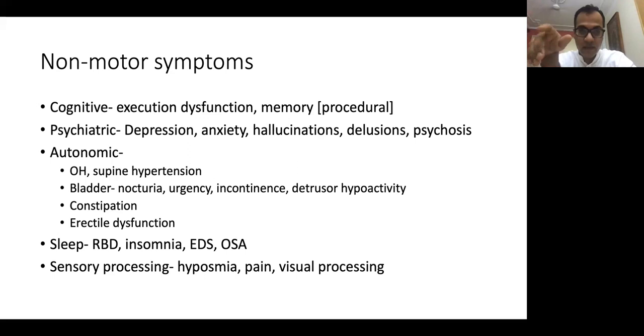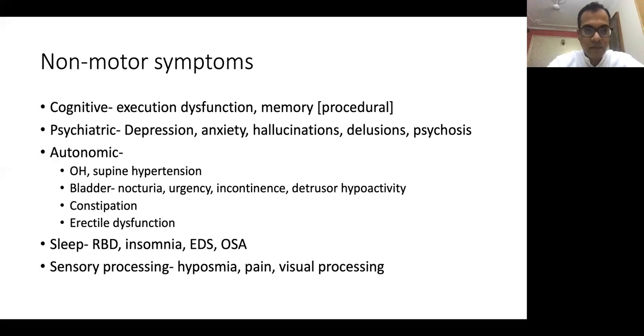The most burden is of course put by the cognitive part of non-motor symptoms. In the initial phases, you will see only a mild executive dysfunction. So you give them a clock to draw, they may draw it wrong. They may have a memory problem, but it's not a memory formation that is erratic. It's a procedural memory. So it's an immediate memory that is lost. So that is more of a problem. They may have a tip of the tongue phenomenon, and they may have improvement in memory with cues. So a subcortical type of memory dysfunction.